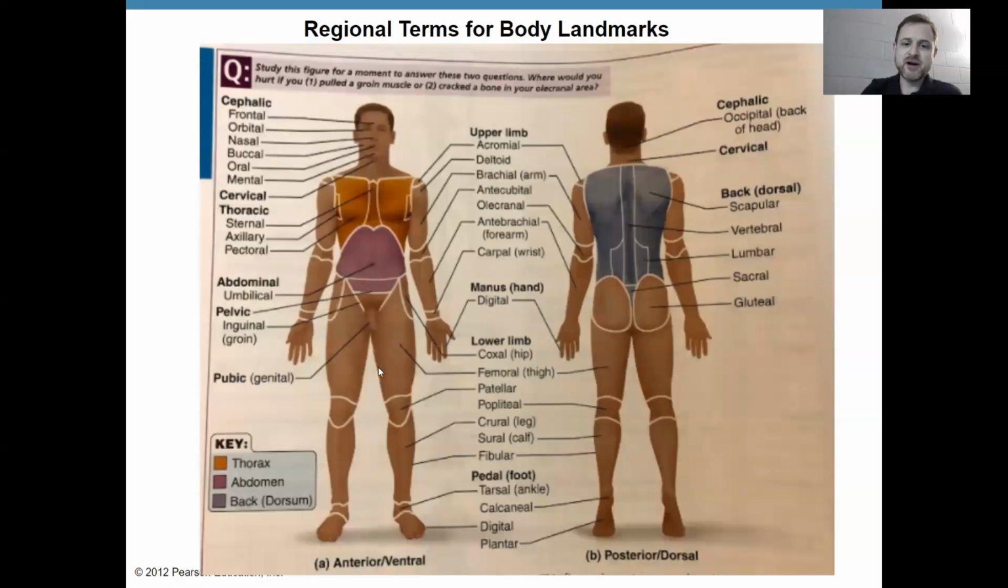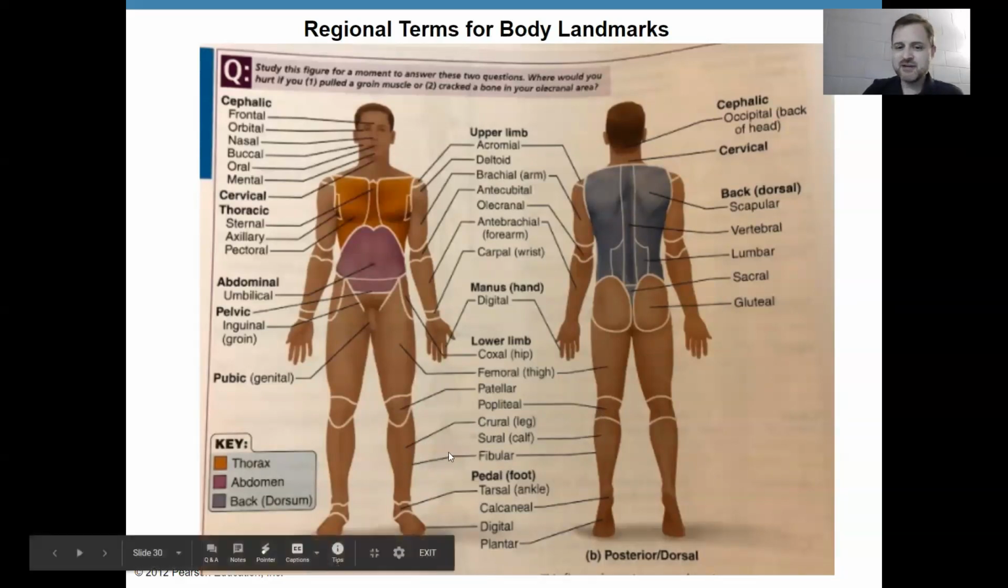So your lower limb, coxal is your hip, up here. Femoral is your thigh. Patellar is your kneecap. Popliteal is sort of like the back of your kneecap, the back of your leg. Crural is the word for your lower leg. Fibular would be like the outer portion of your leg. The pedal or the foot region. Tarsal is your ankle. Calcaneal would be the heel of your foot, the back of your foot. Digital are your toes, and plantar is the bottom of your foot.